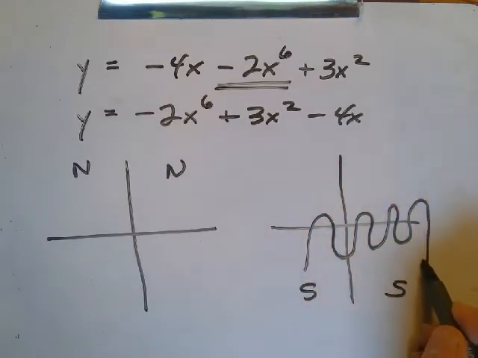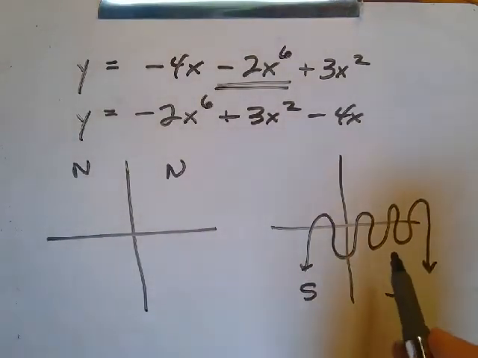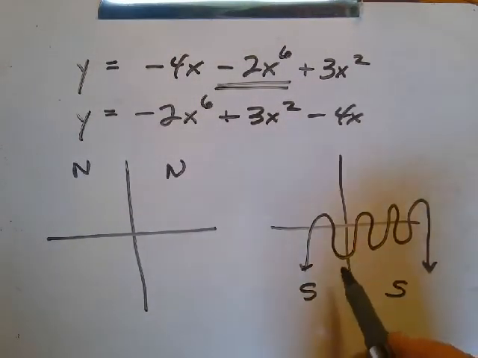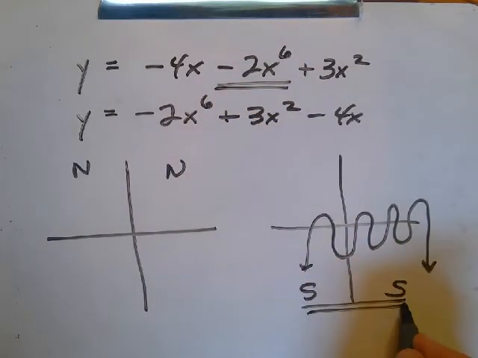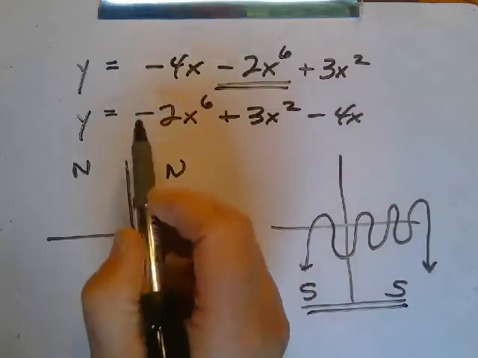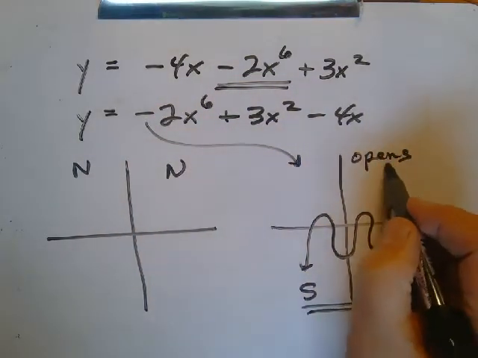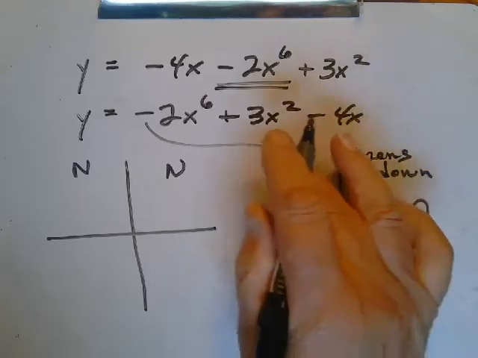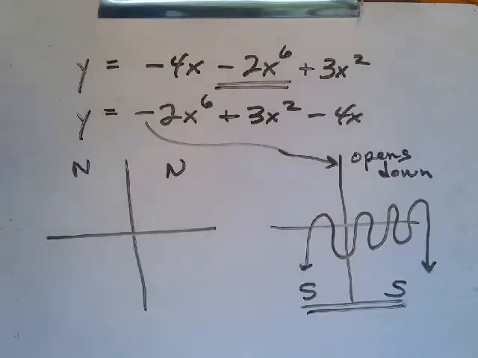Okay? I probably got too many bumps in there, but it's going to have to open down. So this has to be the graph we're talking about. It's even, and the even determines whether or not it's entering and exiting the same hemisphere, and the negative determines that it opens down. Okay? It opens down because of that. Now, you'll have to practice those a little bit to be able to determine what's what.